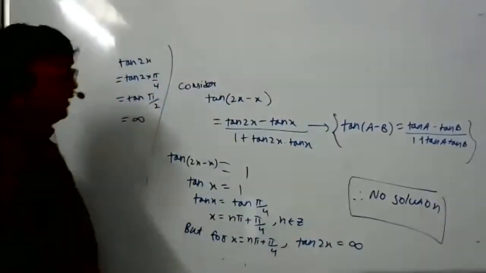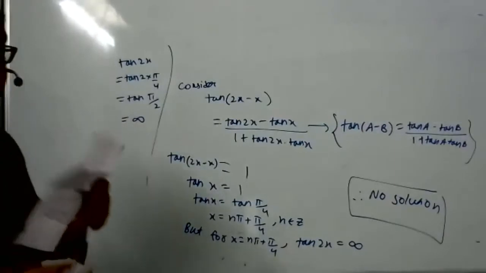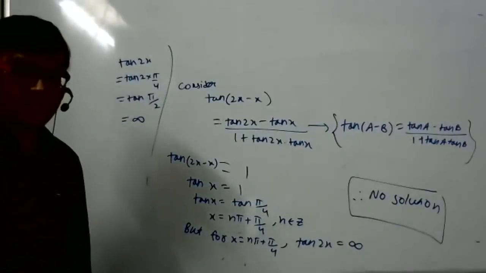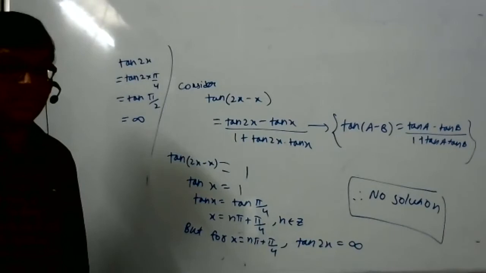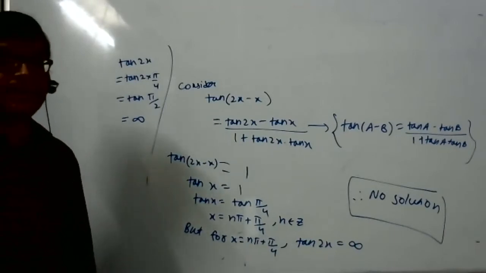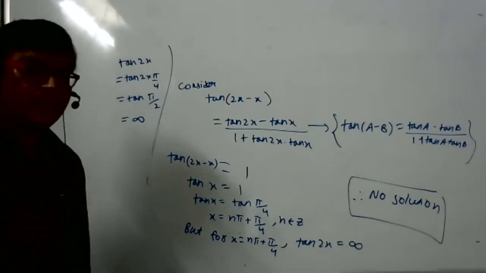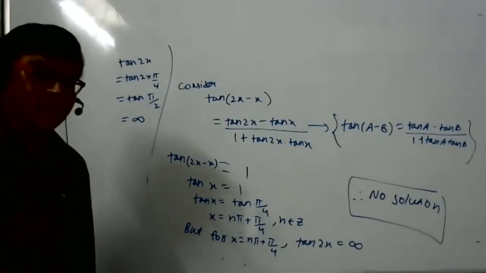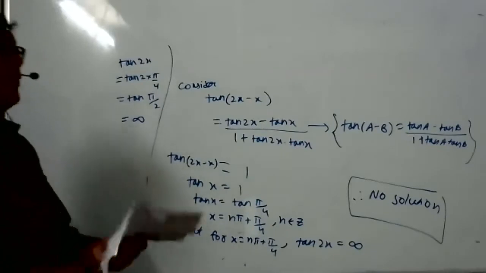Now the next sum, all of you copy down. Sir, tan 2x would be infinity and tan x would be 1. So, sir, infinity minus 1 divided by infinity, infinity only plus 1 will be 1, right? Because infinity divided by infinity will give us 1. No, that's a problem now.